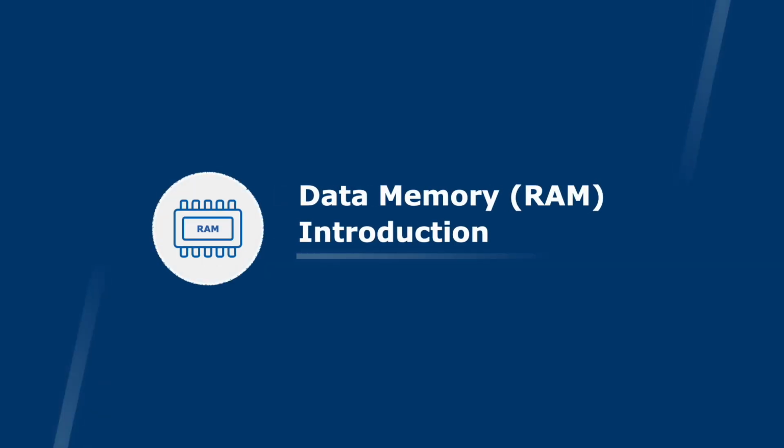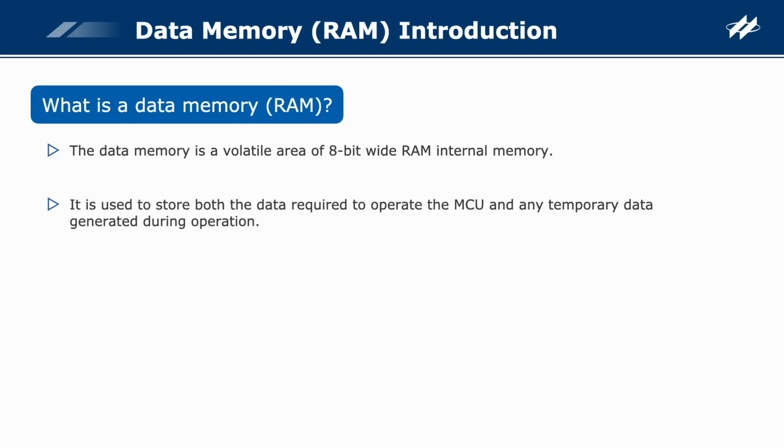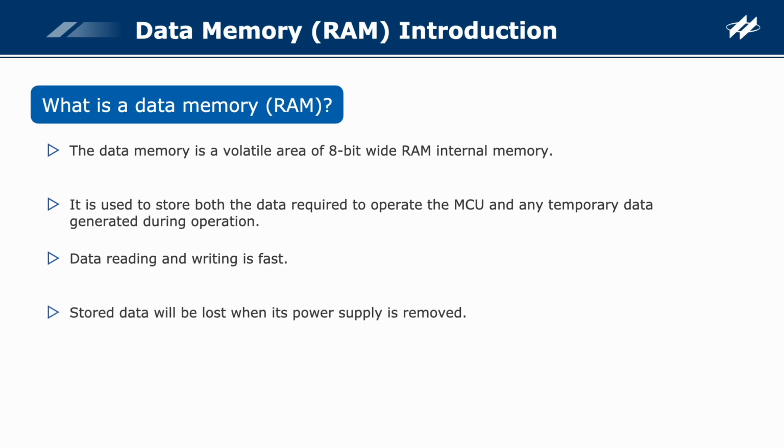Data memory introduction. What is a data memory? The data memory is a volatile area of 8-bit wide RAM internal memory. It is used to store both the data required to operate the MCU and any temporary data generated during operation. Data can be read and written to this memory, and the speed is very fast. The stored data cannot be permanently preserved. The data will be lost when its power supply is removed.